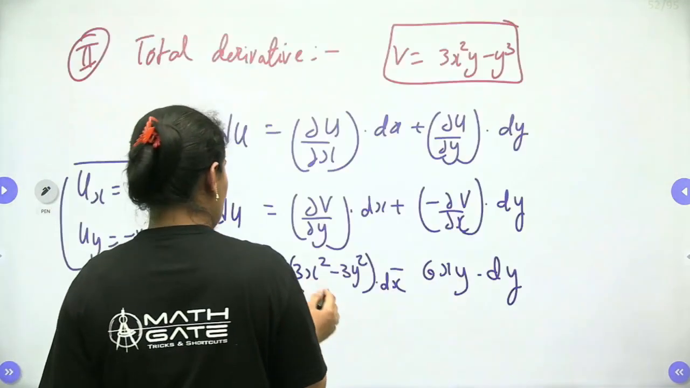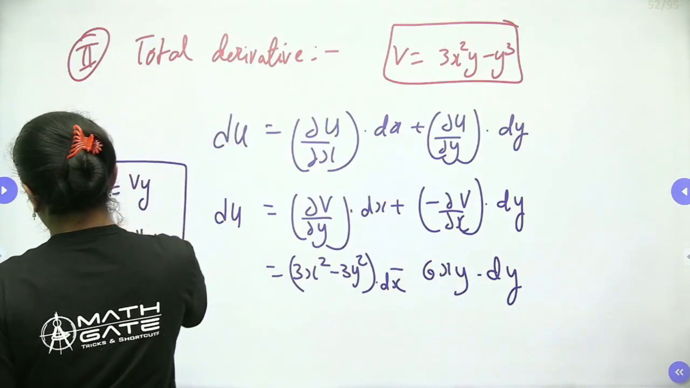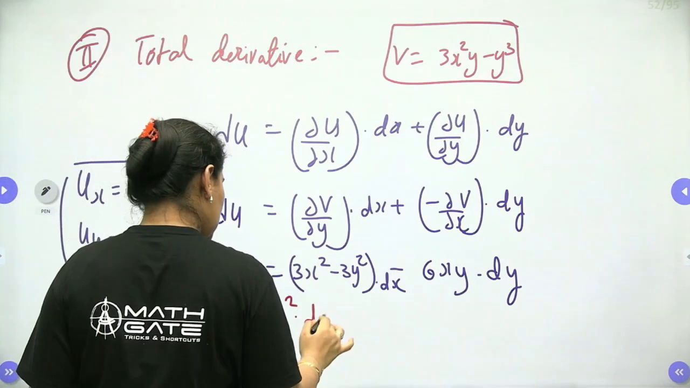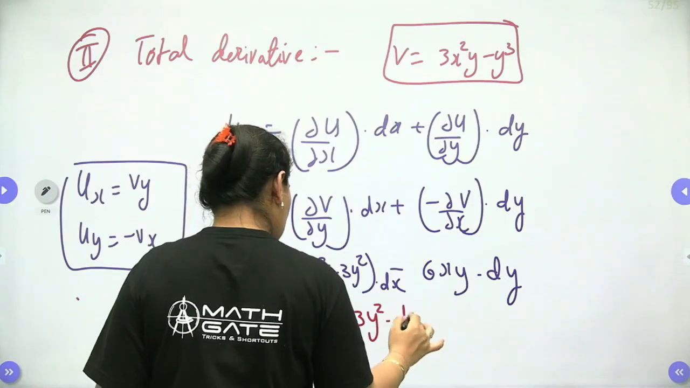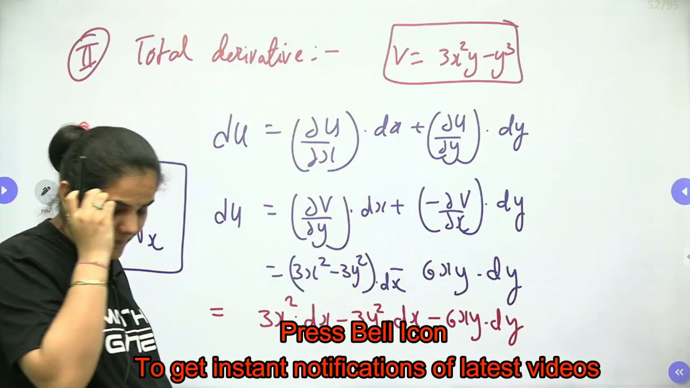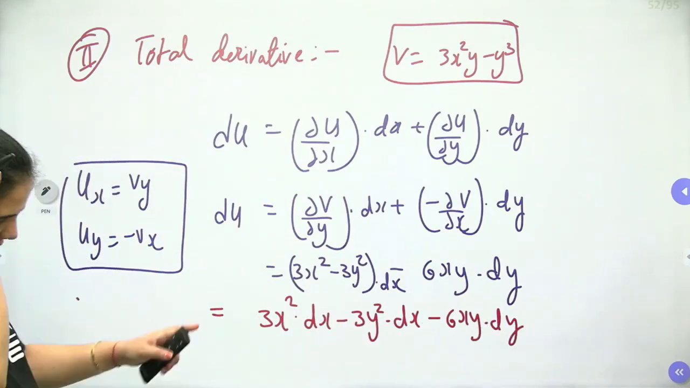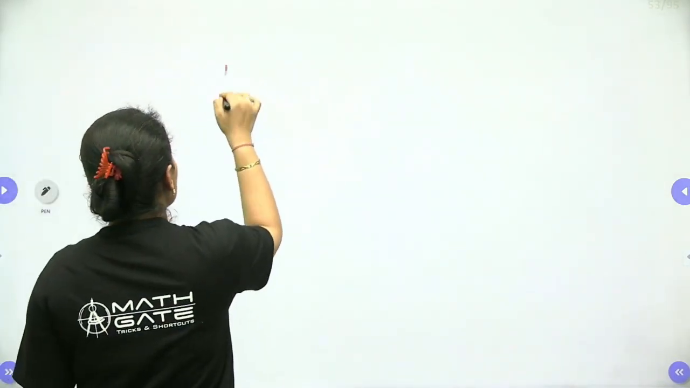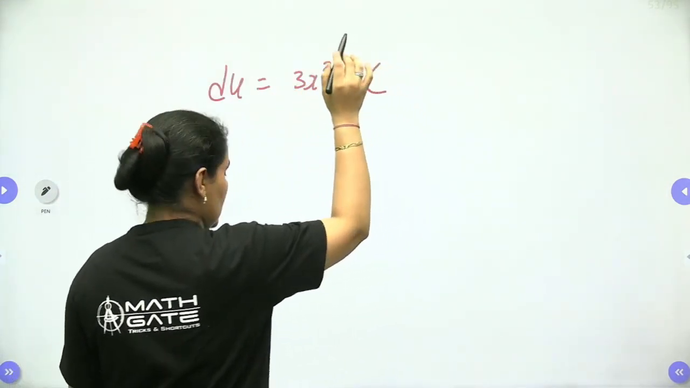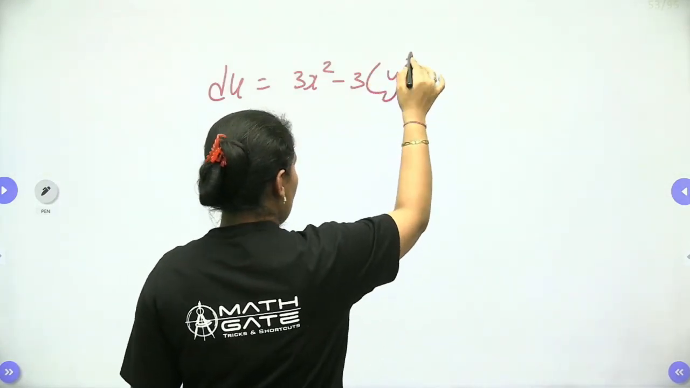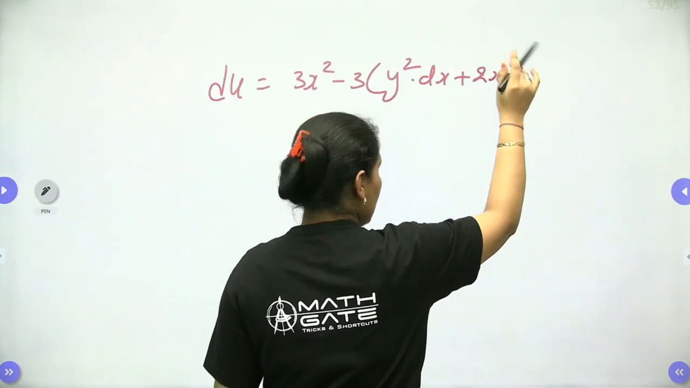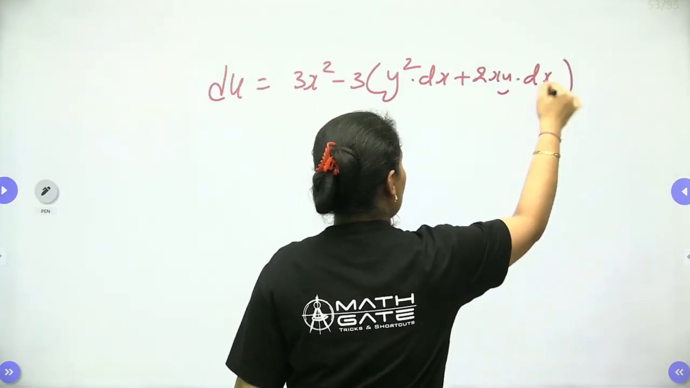Now let's make it a little easier. We can write down here 3x square dx minus 3y square dx minus 6xy dy, right? So we have 3x square dx as it is. We can take 3 common from here, so du is equal to 3x square as it is, minus 3 times y square dx plus 2xy dy.